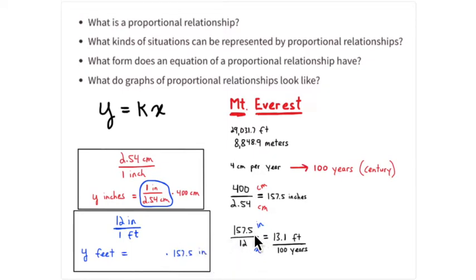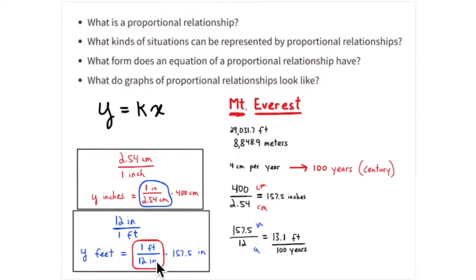And each time you take out 12 inches or you divide by 12, that's 1 foot. So how many times can you do that? You can do that 13 1/10 times. So there's 13 1/10 feet per 100 years that Mount Everest grows. So over here, you're going to multiply by 1 over 12. And notice that ends up being 157.5 inches divided by 12 inches. So this is in effect dividing. You're making this value smaller.